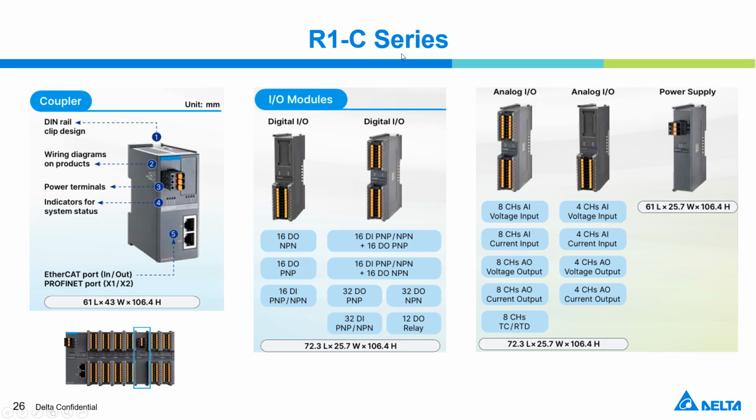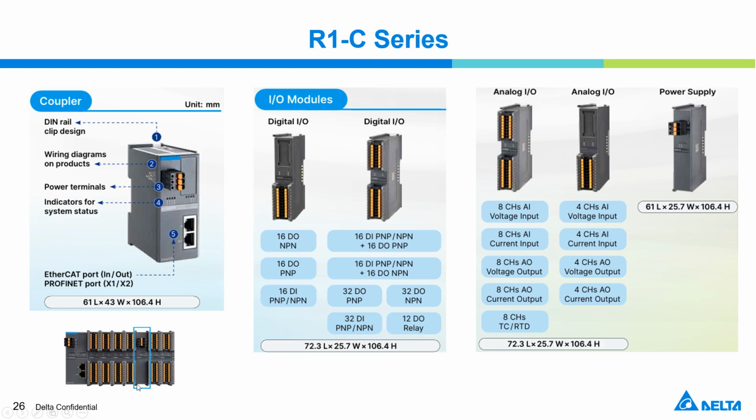Next is the R1-C series, and you can see from the picture, this is the coupler to supply power to the communication, and here is the I/O module. It can support 16 DO and 16 DI for the digital I/O, and the right side is analog I/O. The difference is here. You can see the power supply.